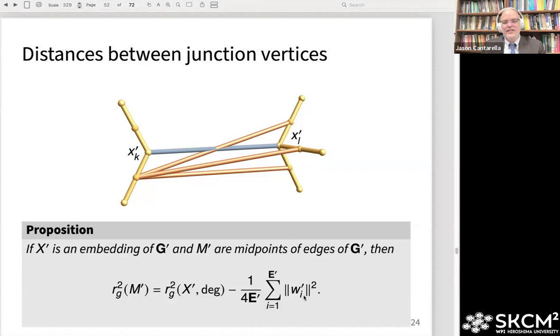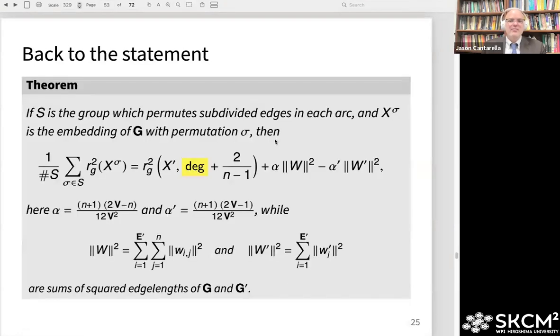And there's another correction term, but look, the correction term involves lengths of edges. If I put everything together, then you can recognize the various components of the right-hand side. The degree weighting here comes from the radius of gyration of the midpoint cloud. Now, of course, the original junctions are still part of the picture.